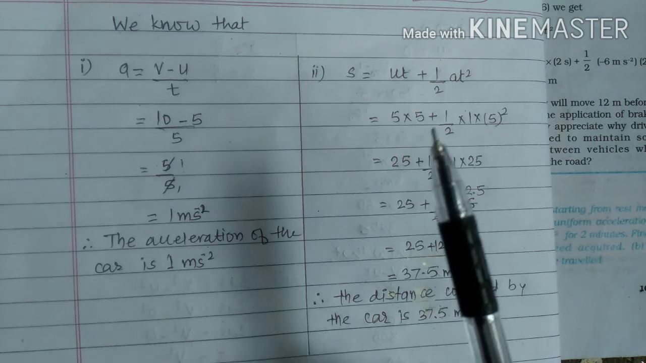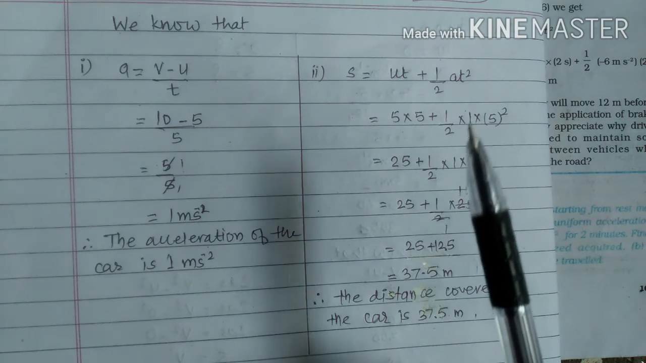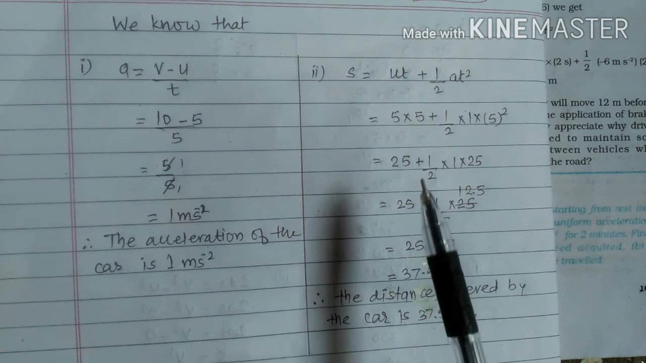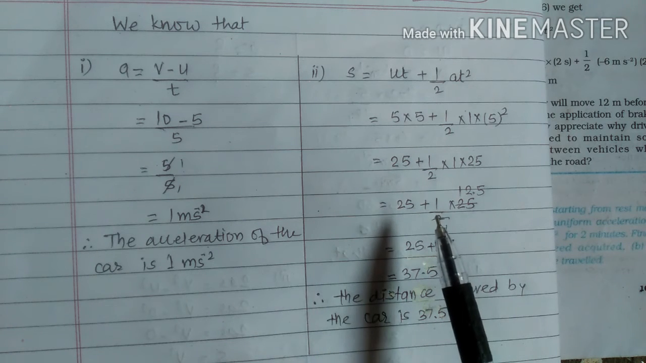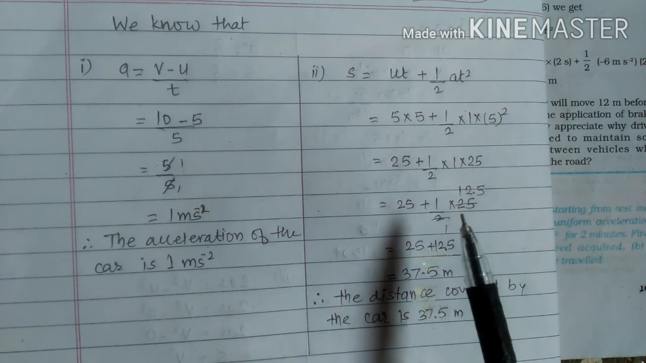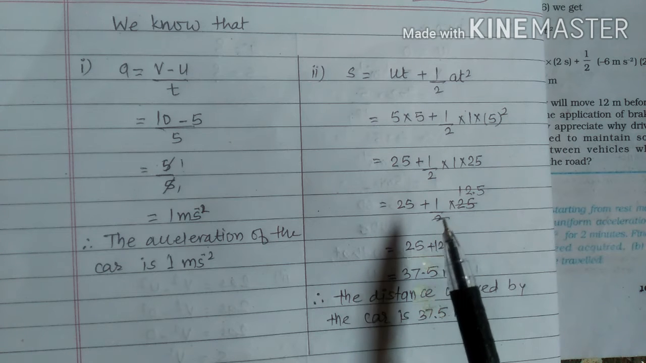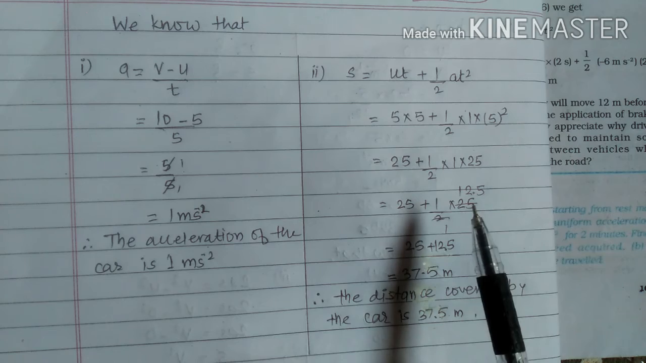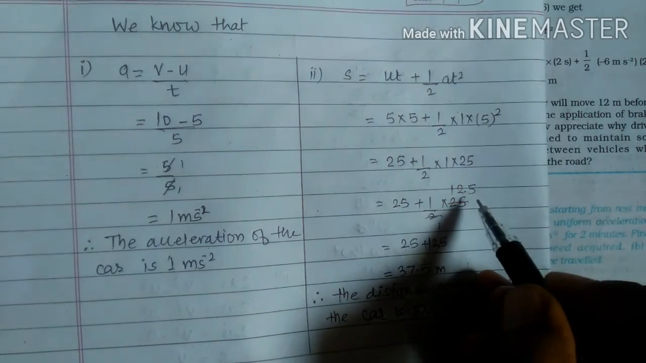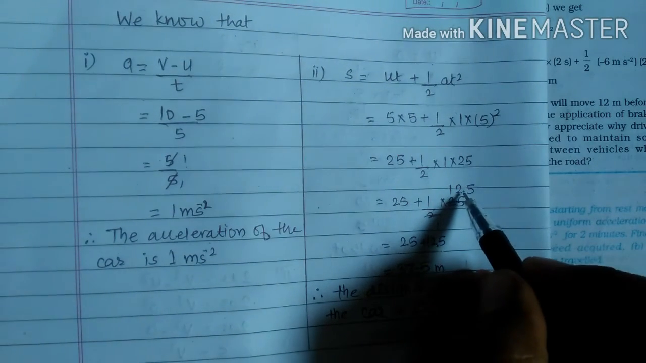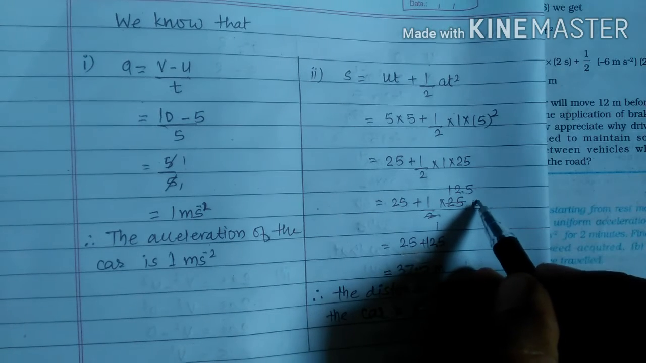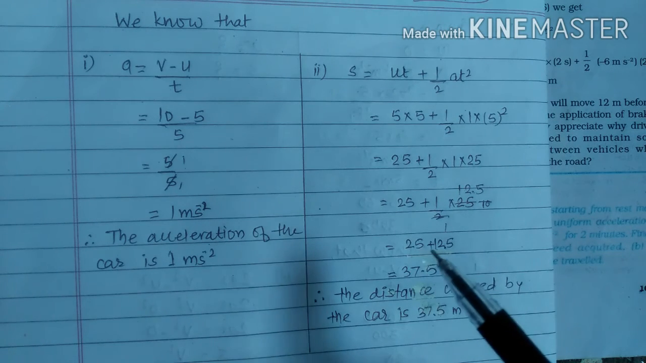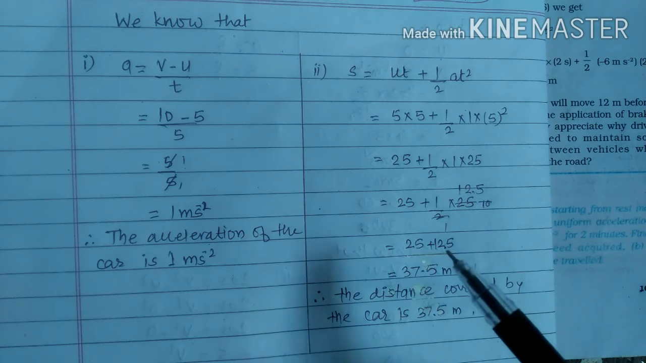Now 5 fives are 25, plus 1 upon 2 into 1 as it is, 5 squared is 25, and 25 as it is, plus then 1 upon 2 as it is. Then 25 ones are 25, then we can divide by 2: 2 ones are 2, 2 twos are 4, 1 remains. Here we take a point and take 0, then 2 fives are 10. It becomes 25 plus 12.5 as it is.